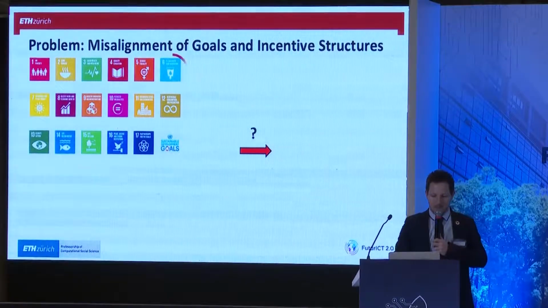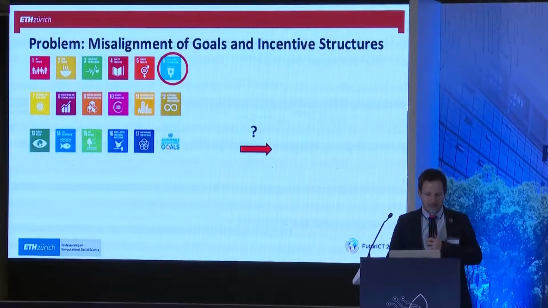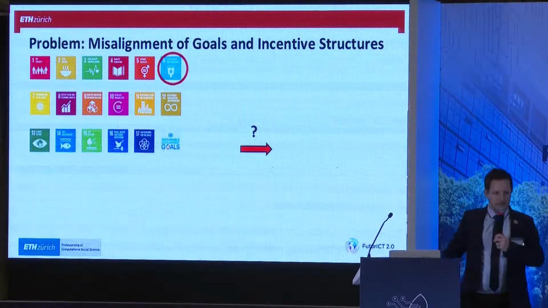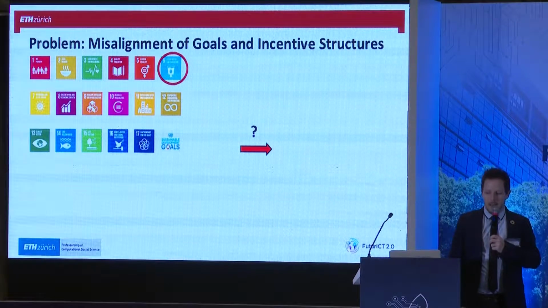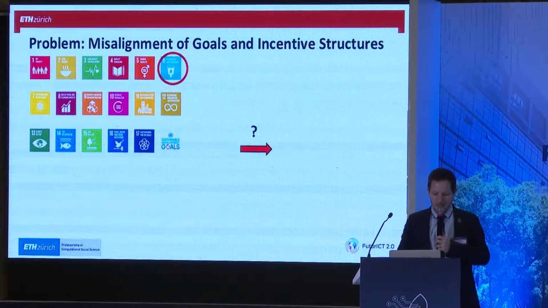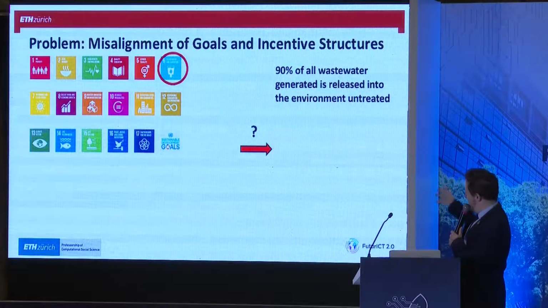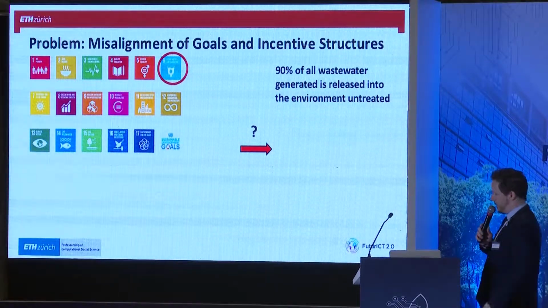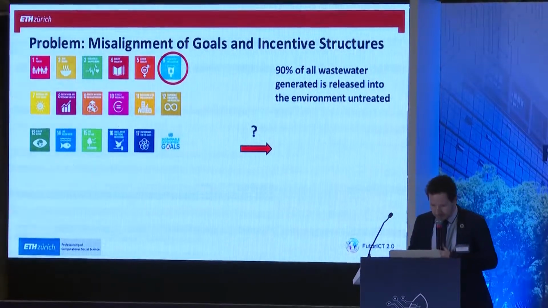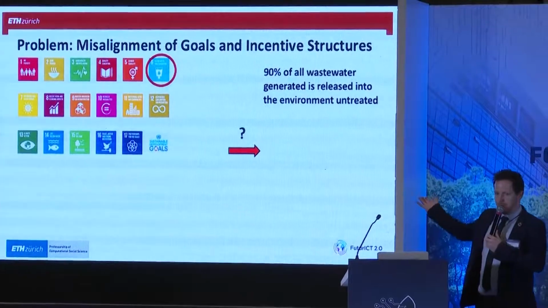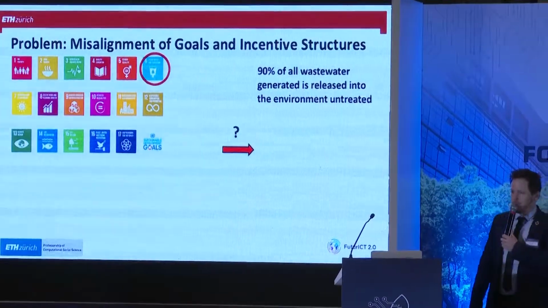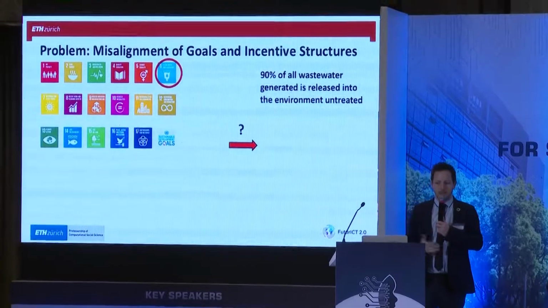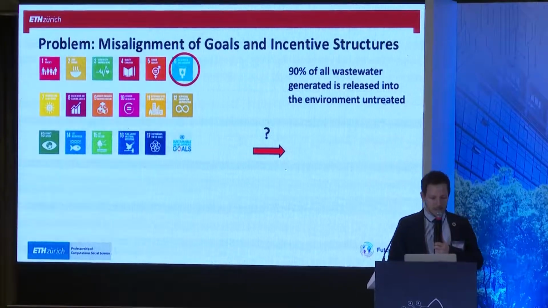So what is the main problem that we're facing here? It's in principle a misalignment of goals and incentive structures. I think most of you have seen the United Nations Sustainable Development Goals on the left, and this is more or less what we can call a global agreement of what we need to achieve. On the other hand, we have the actual outcomes and the individual incentives for people and companies, and they look very different. For example, goal number 6 is about clean water and sanitation, but 90% of wastewater is actually released into the environment untreated, so there is definitely a mismatch between the goals and actual outcomes.